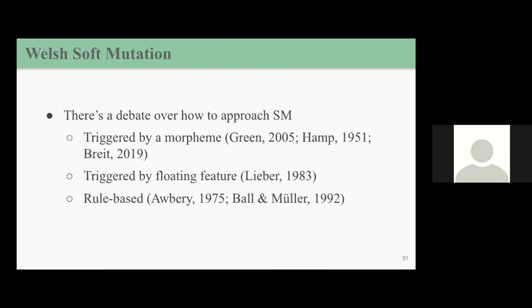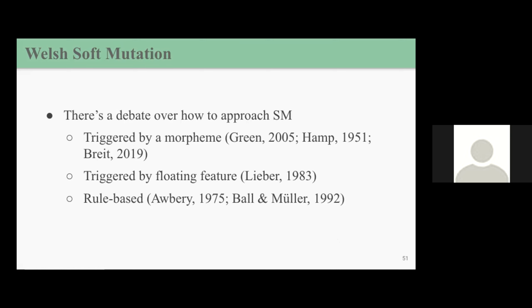There's so much more. Okay, so there's a big debate over how to approach an analysis of soft mutation. It's bad to group them up this way, but I'm just trying to give you the bare bones of the information that you need. Sometimes people say it's a morpheme, where you get a realized morpheme, or maybe you have allomorphy selection.